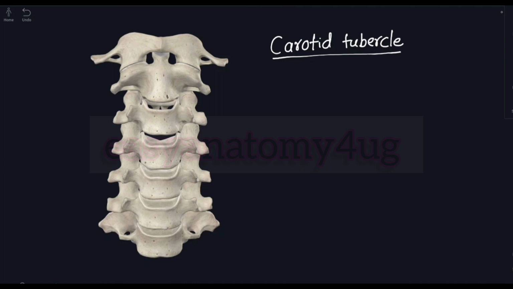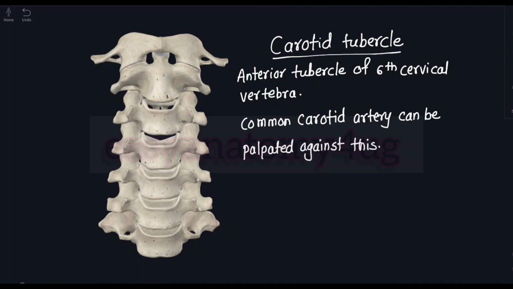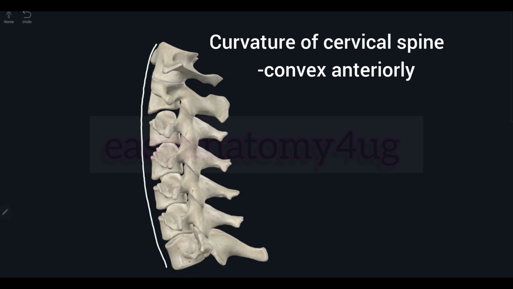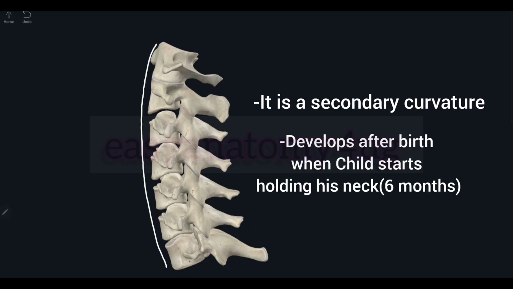One more important question is the carotid tubercle. It is the anterior tubercle of the 6th cervical vertebra against which we can palpate the common carotid artery. Sometimes you may get a question on the curvature of the cervical spine. It is a secondary curvature which is convex anteriorly and it develops around the age of 6 months when the baby starts holding his neck.